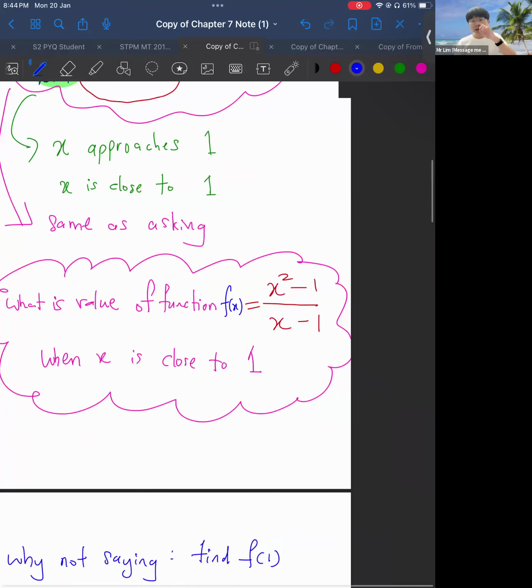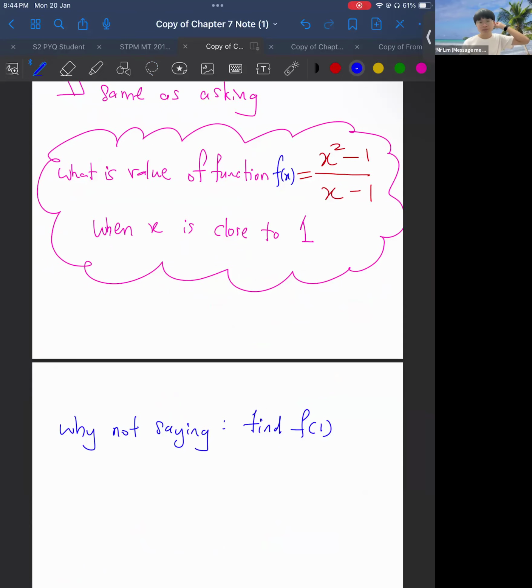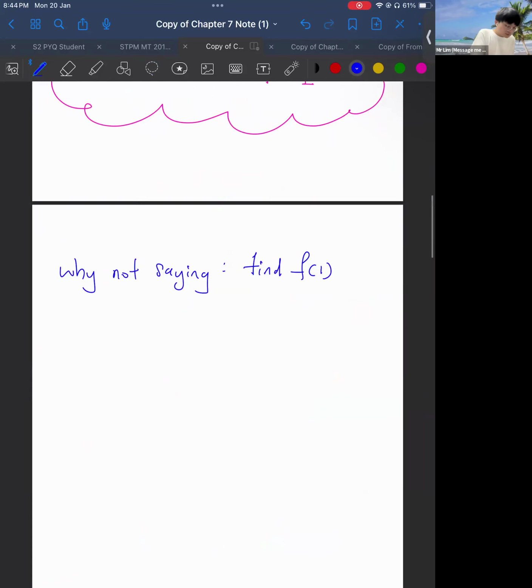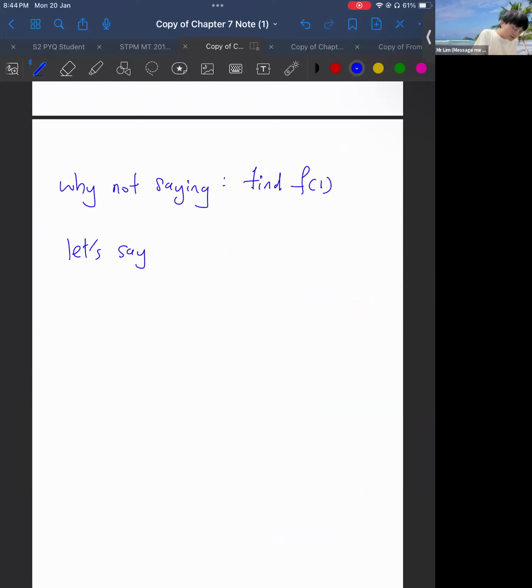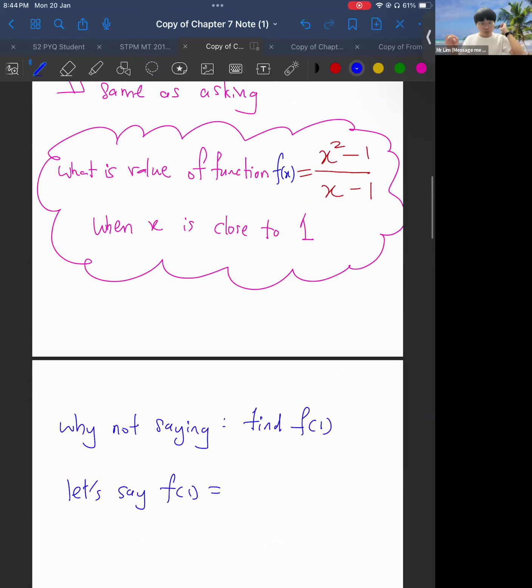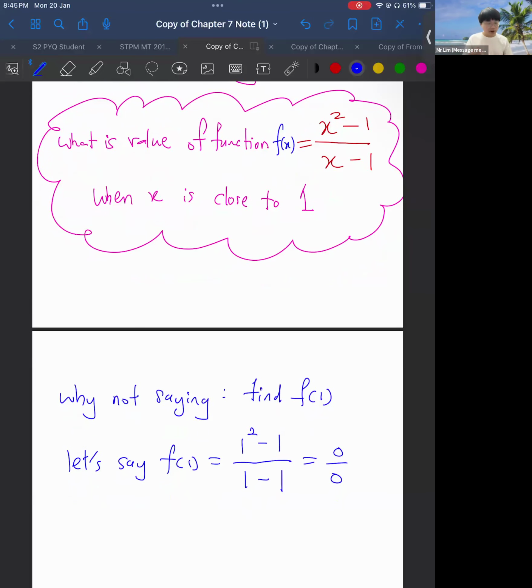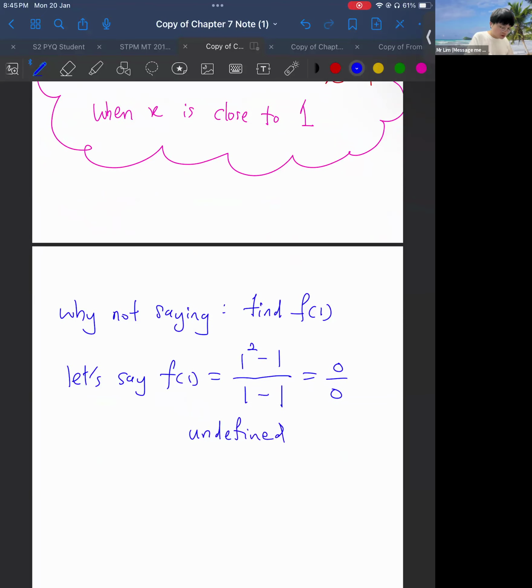Now let's see, if we want to find f(1), what happens? Do you think you can get a value? Using your SPM or sem 1 knowledge, if I give you this function and you want to find f(1), you substitute x equals 1. So you have 1 squared minus 1 over 1 minus 1. What is this value? The numerator is 0, the denominator is also 0. So this is 0 over 0. Do you think this is a number? Actually, this is undefined. If you type it in your calculator, 1 squared minus 1 over 1 minus 1, it will show you undefined also, or math error.